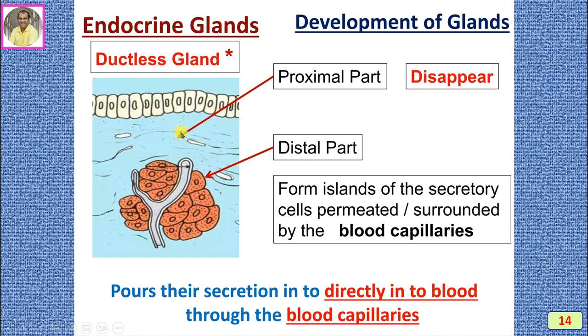These do not have a duct, and they are in close proximity to blood vessels and form islands of secretory cells permeated and surrounded by blood capillaries. They pour their secretion directly into the blood through the blood capillaries. So this is the capillary cell, and the secretory substances like hormones are directly absorbed into the circulation. Hence, they are called ductless glands.